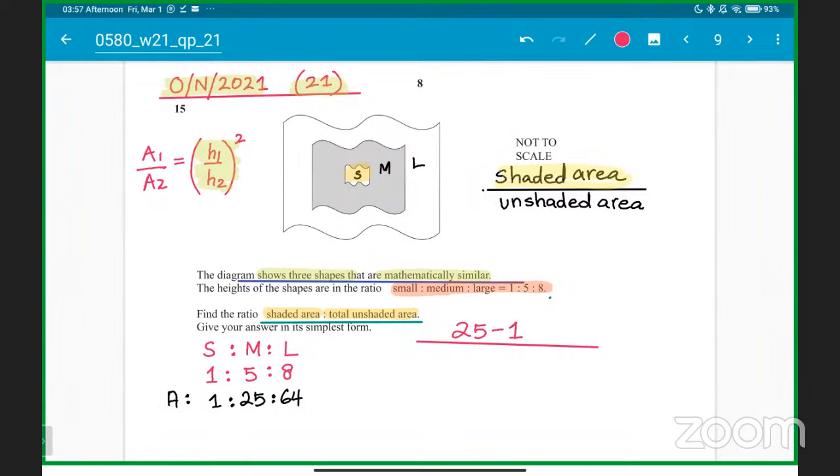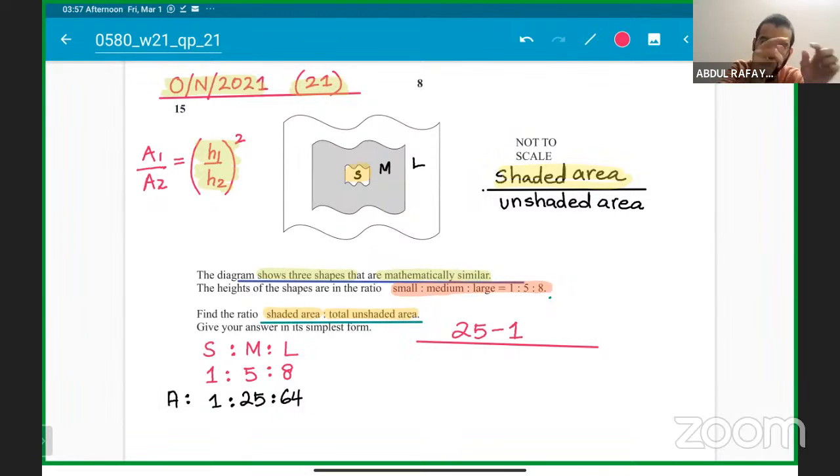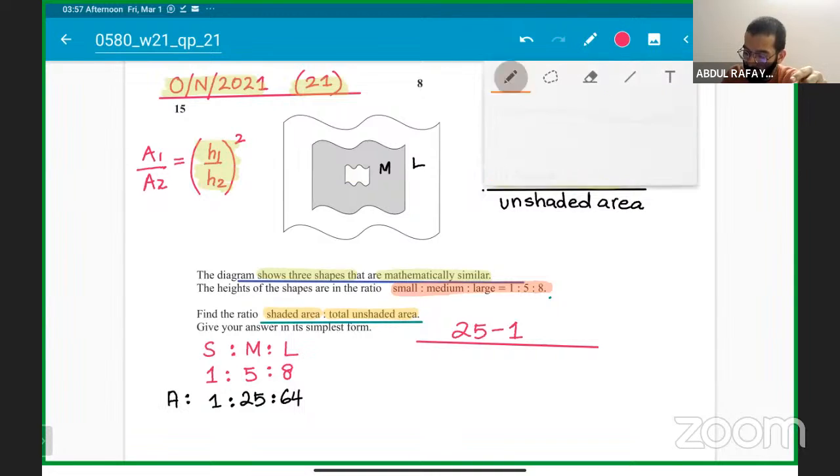Because the medium is shaded, but inside it the small also comes, and since the small is unshaded, it has to be removed. That is why 25 minus 1 it should be. Okay, let me know how many got it. Clear, guys? Understanding? Guys with me? Everyone following?